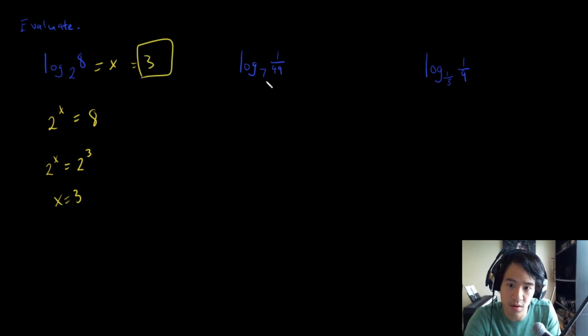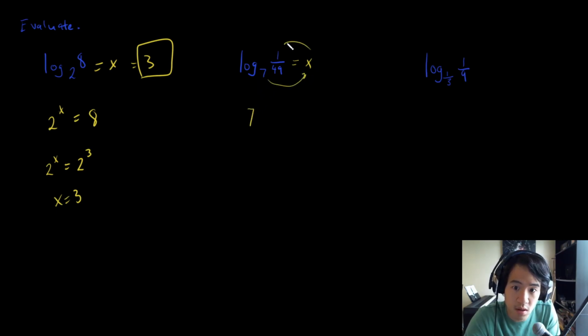So we have another example here. Log base 7 of 1 over 49. First step, set it equal to x. Second step, change it into an exponential. So we have 7 to the x is equal to 1 over 49. So we got to get 1 over 49 in terms of 7. So we have 7 to the x, and then this is going to be 7 to the negative 2 power. Our bases are the same, so we can say x is equal to negative 2. So this whole thing is equal to negative 2.